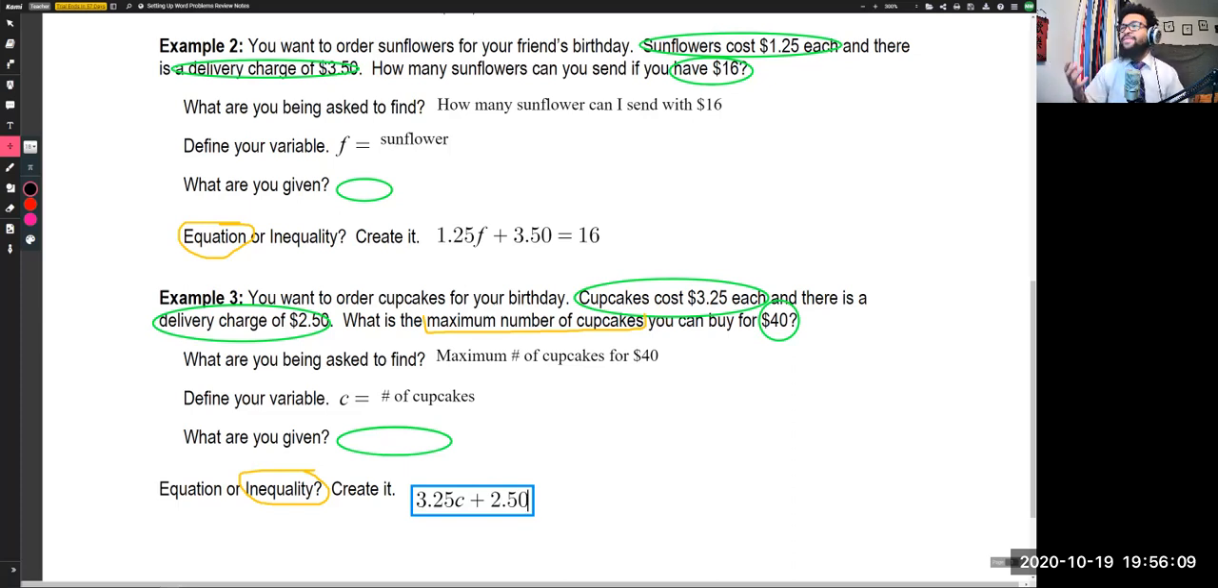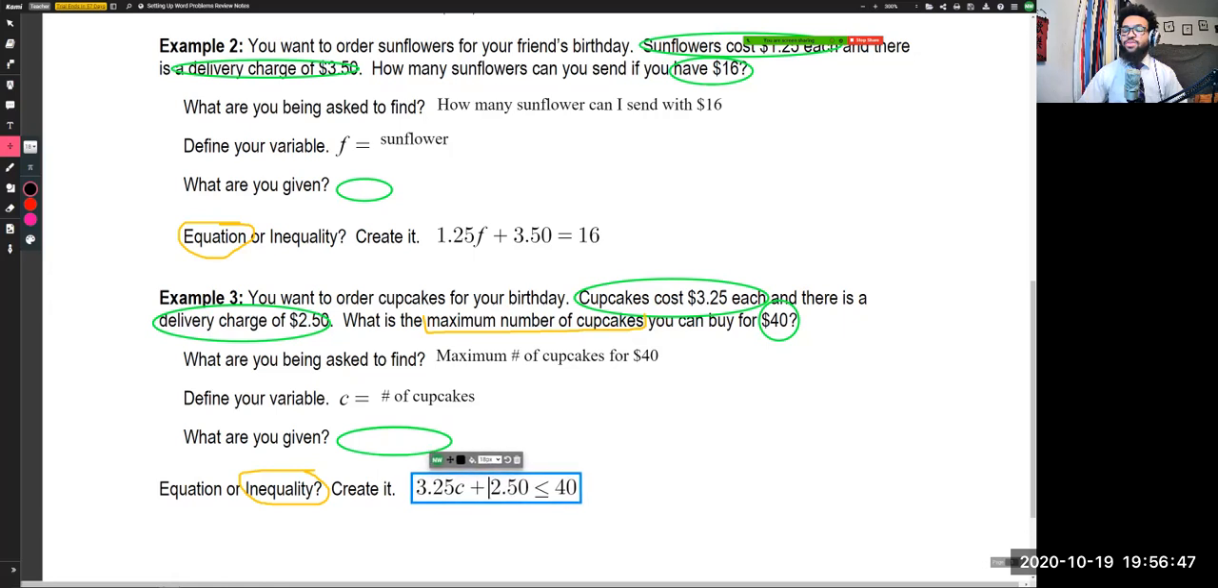And now we have $40 to spend. And we know this is an inequality. If you look back at your inequality notes, there's a chart that gives you a list of words that you can use to help you figure out what sign each of the words indicates. This says the maximum number of cupcakes we can buy for $40. So that means we can't spend more than $40. So anything on that left side of the equation needs to be less than or equal to that $40. All right.